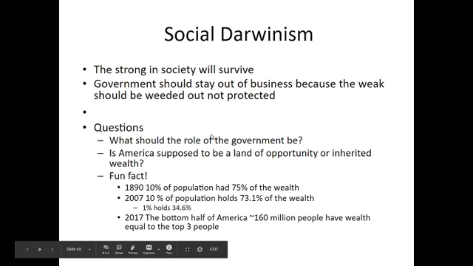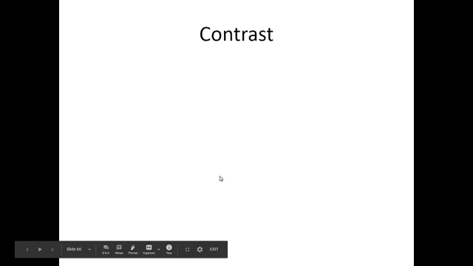Okay, so we see that capitalism creates a lot of money and a lot of wealth, but it creates it unequally. And there's this question over, should the government do something about the fact that wealth is being created unequally, or is that not the government's role?